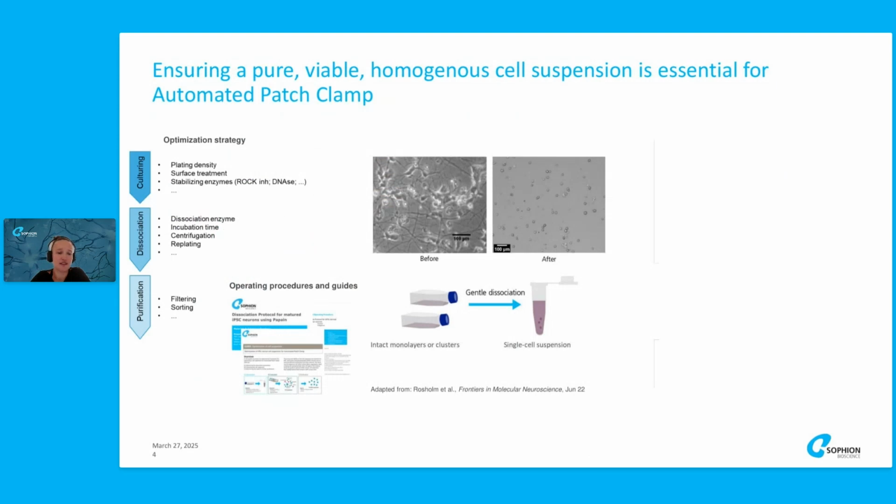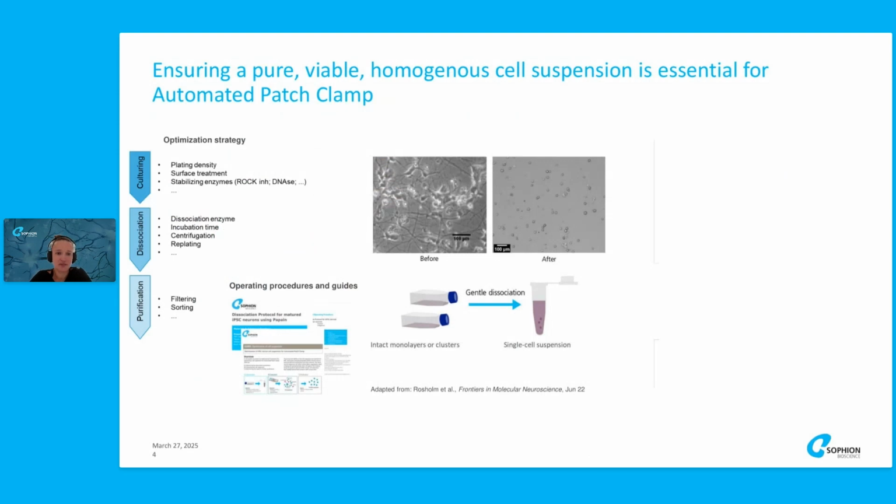On the left, you can see that on the culturing stage, you can work with plating densities, different surface treatments, and you can add stabilizing enzymes. During the dissociation, there are different types of dissociation enzymes. You can vary incubation times and centrifugation conditions. You can also replate the cells.